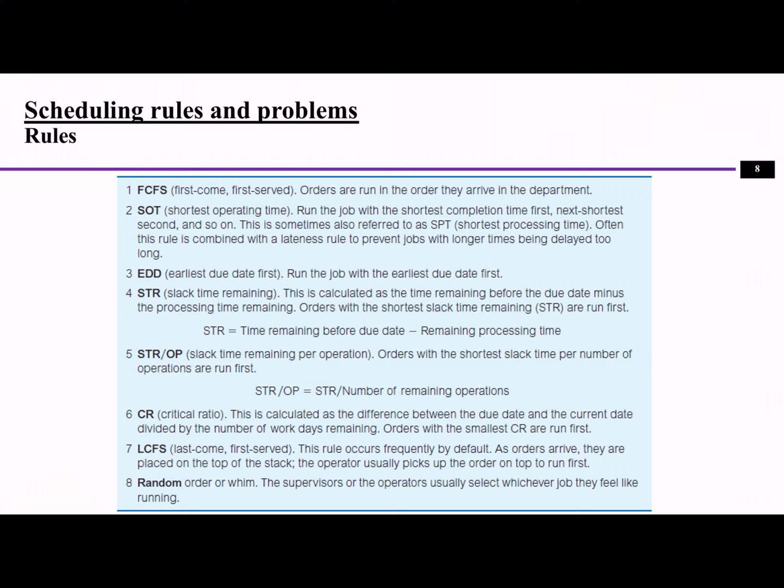Another one is slack time remaining per operation. Basically, the orders with the shortest slack time per number of operations are run first. So it equals the slack time remaining divided by the number of remaining operations. How many operations are left? The sixth rule is critical ratio. Critical ratio is calculated as the difference between the due date and the current date divided by the number of working days remaining.